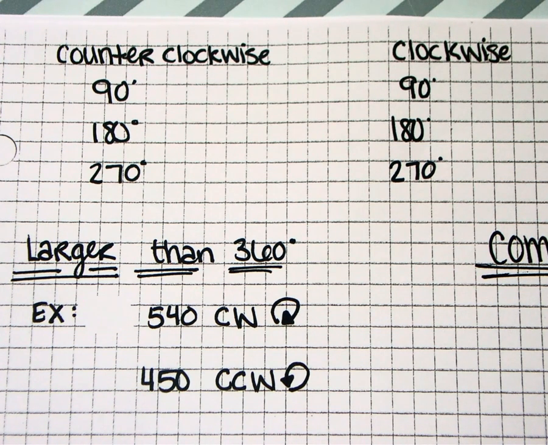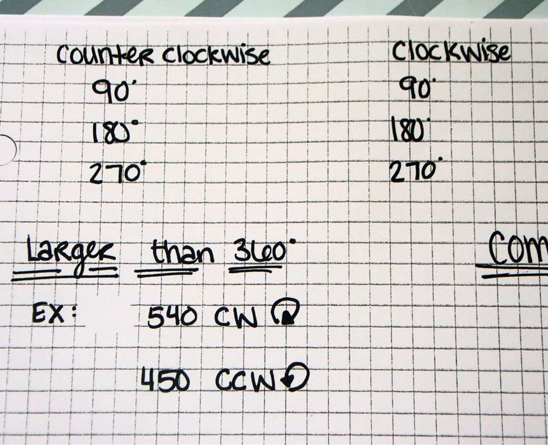This lesson is how to rotate in the coordinate plane. So let's go ahead and get started. The first thing we have to make sure that we understand is directions and making sure that we're rotating our shape the correct number of degrees, clockwise and counterclockwise.